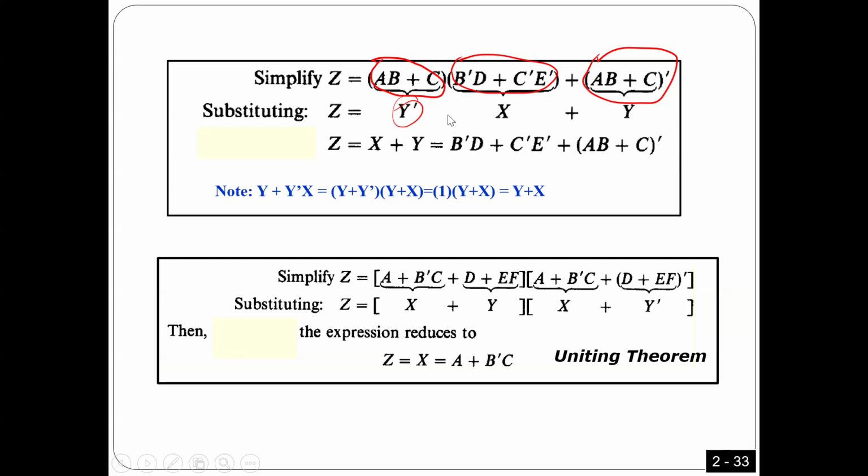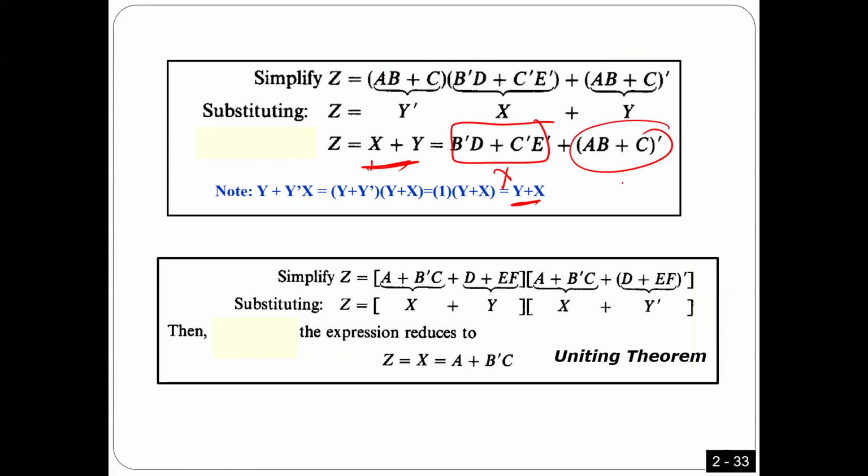This is one of the rules we had before, and I'm proving it here. I don't need to prove it, because I think this was one of the proofs we had before, but you can prove it. If you have y or y prime x, I can do distribution, so it becomes (y or y prime) and (y or x). This one is 1, so it actually becomes y or x. So the result here should be x or y.